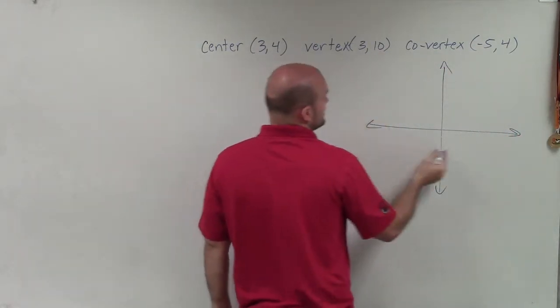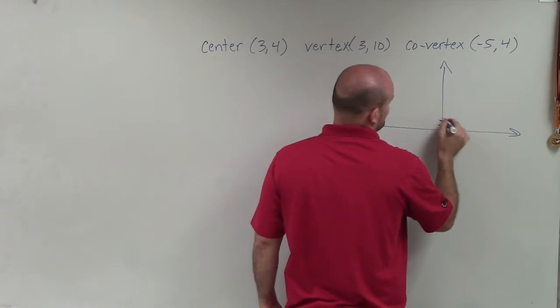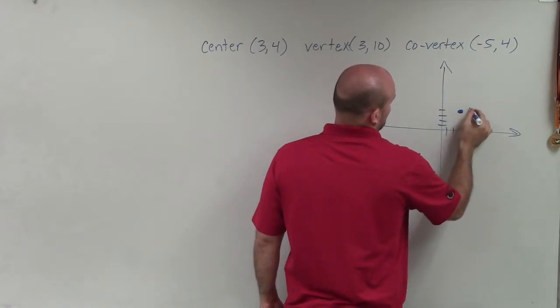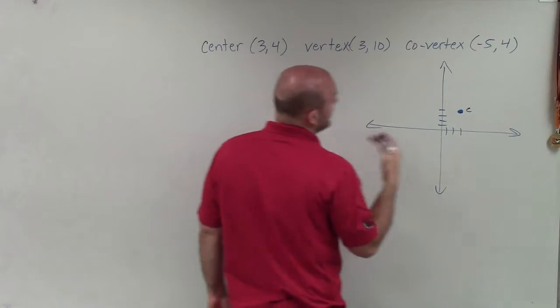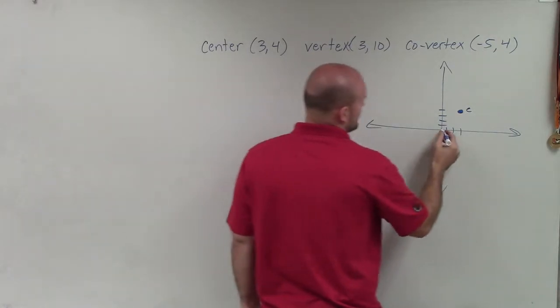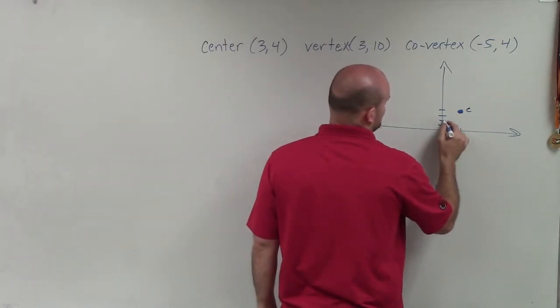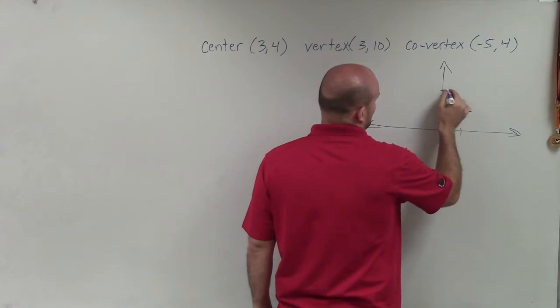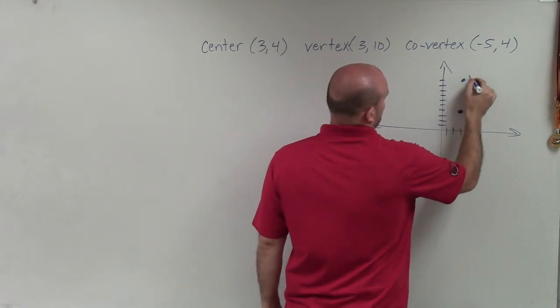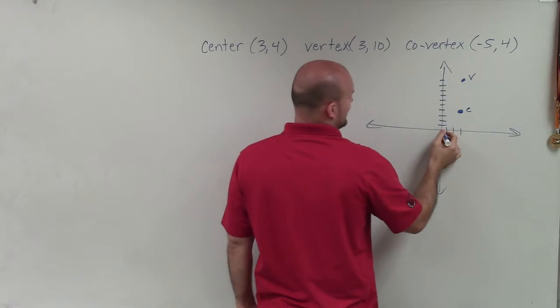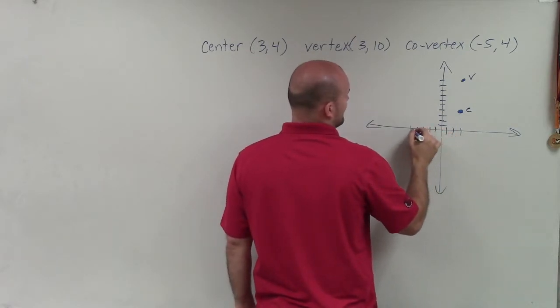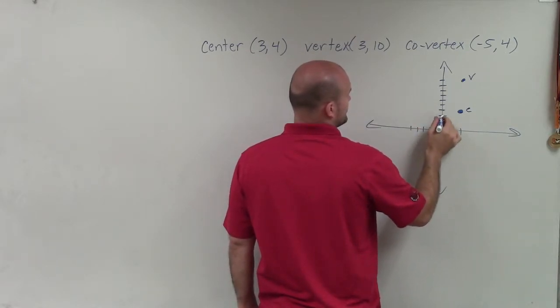They say the center is at (3, 4): 1, 2, 3, then 1, 2, 3, 4. There's our center. One of our vertices is at (3, 10). So 1, 2, 3, up 10: 1, 2, 3, 4, 5, 6, 7, 8, 9, 10. And our co-vertex is at (-5, 4): 1, 2, 3, 4, 5, up 4: 1, 2, 3, 4.